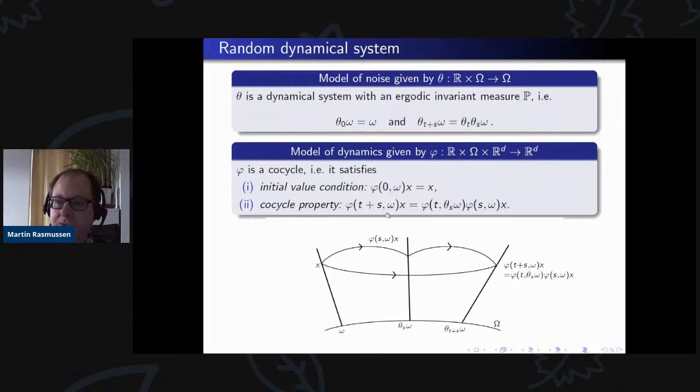So the dynamics is modeled by a cocycle, and the cocycle fulfills in particular two properties. First, we have the initial value property: if we start at the initial condition omega, or you can even say the initial time omega, in some point x, and no time elapses, you stay in x. And the cocycle property is best described with this diagram here. You start in the omega fiber at some point x, and you're interested in what happens at time t plus s, then you're in this point here, phi of t plus s, omega, x. But you can get to the same point if you stop at time s. So this means you are in the theta s omega fiber in the point phi of s, omega, x. And then you take this point as new initial point, and as new initial time, or as new noise realization, you have the evolved omega, which is theta s omega, and you go t forward, and you get the same result.